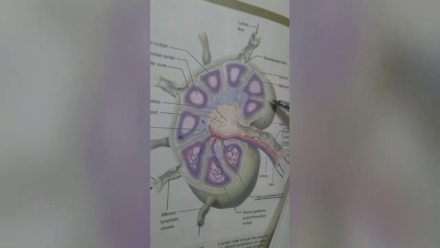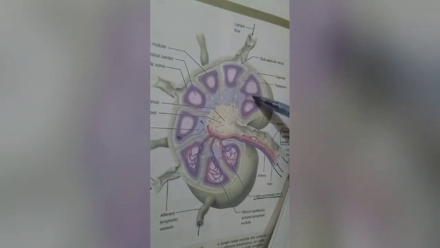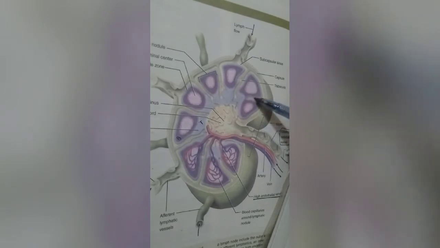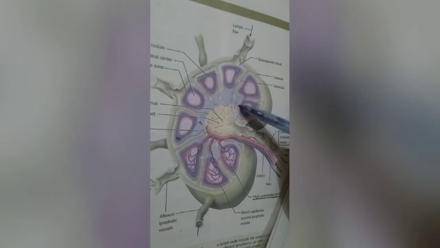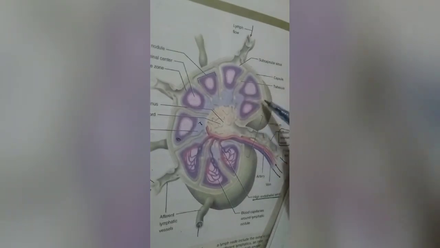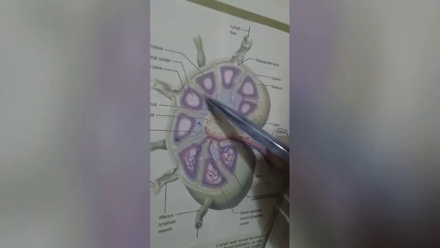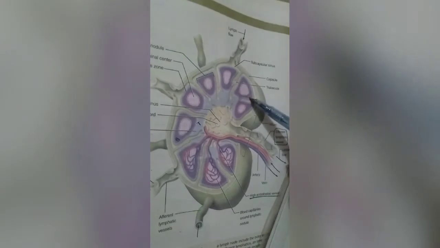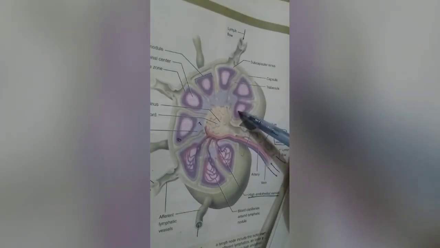As you can see here, in the cortex of the lymph node, the connective tissue trabeculae run parallel to the surface and divide this region into incomplete compartments. You can see here it moves inside and divides the cortex of the lymph node into incomplete compartments.